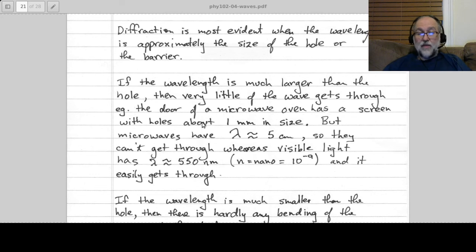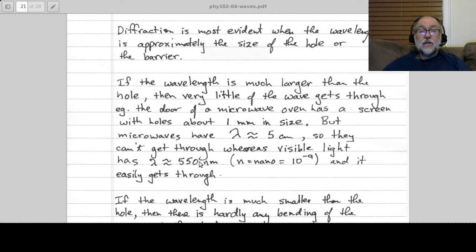And there's an excellent example of this. You see it every day with your microwave oven. So microwaves are electromagnetic waves with a wavelength of about 5 centimeters in size. Okay, so about that big. That's how big the wavelengths of microwaves are. And visible light, the light that we see, spans a spectrum, but just roughly speaking, yellow light is 550 nanometers. Nano is 10 to the minus 9, a billionth. So 550 billionths of a meter. So 5 centimeters is much bigger than 550 nanometers.